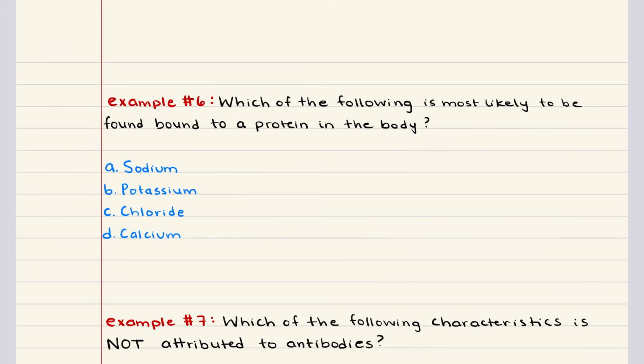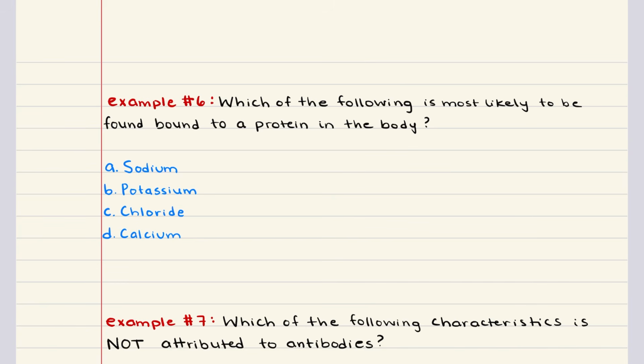A says sodium. Sodium is a monovalent cation, and it's mostly free in solution. It's tightly regulated by ion channels and pumps, but it's not commonly found bound to proteins in a stable way. B says potassium. Just like sodium, potassium is a freely dissolved monovalent ion in the cytosol. It plays a major role in membrane potential, but it isn't typically carried by proteins. C says chloride. Chloride is an anion that balances positive charges in cells and tissues. It's regulated by channels, not by binding proteins.